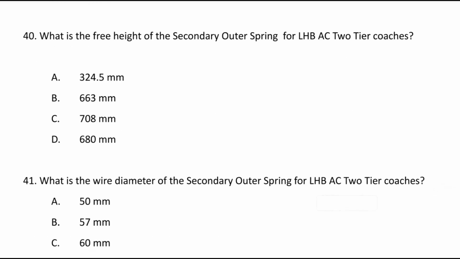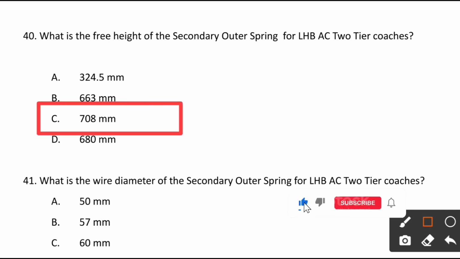40. What is the free height of the secondary outer spring for LHB-AC two-tier coaches? A. 324.5 mm. B. 663 mm. C. 708 mm. D. 680 mm. In this question, the correct answer is C. 708 mm.